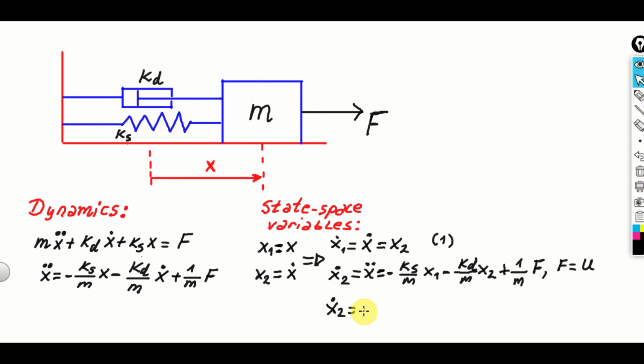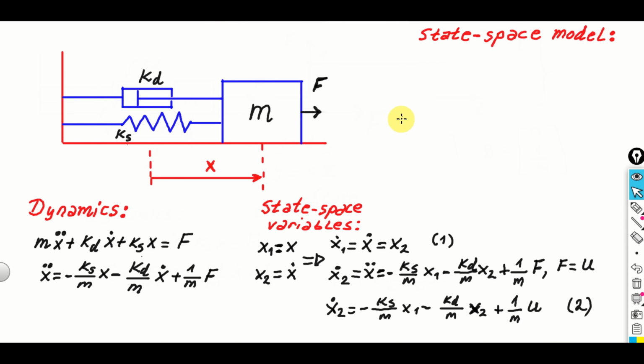x2 dot is equal to minus Ks over m multiplying x1, minus Kd over m multiplying x2, plus 1 over m multiplying u. And this is our second state equation. And finally, we are ready to write our state space model.